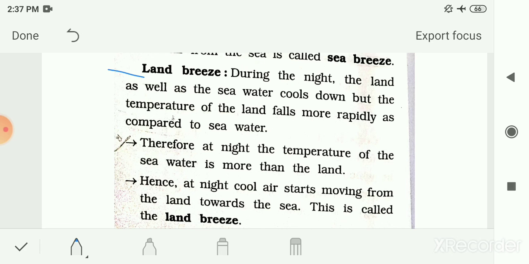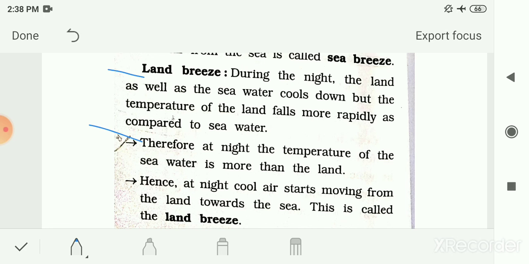As we had seen, land can increase its temperature or decrease it more quickly as compared to the water. So therefore at night, the temperature of the sea water is more than the land, and hence at night the cool air starts moving from the land towards the sea. So this is known as the land breeze. So this is the sea breeze and land breeze.